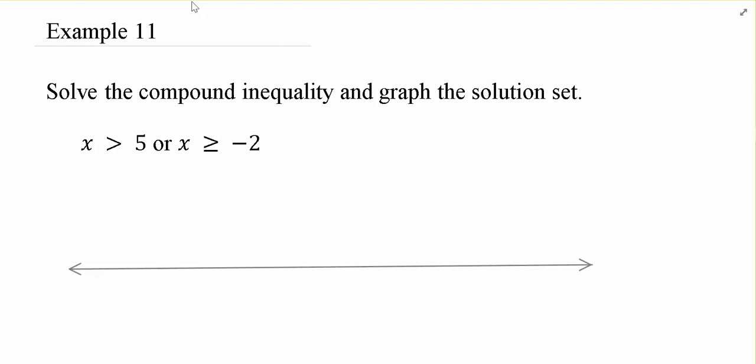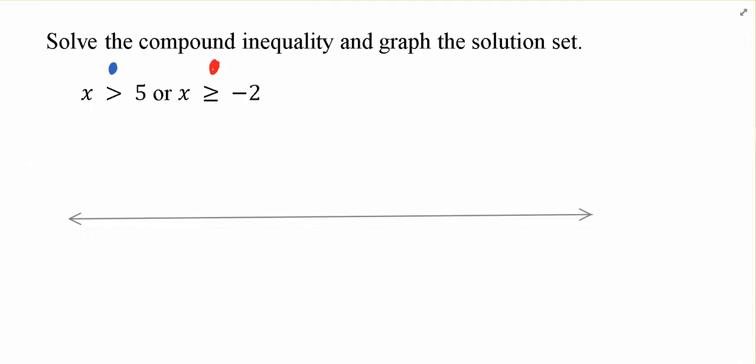Okay, so now we want to look at the union for an infinite set. The word that we use for that compound inequality is the word "or." Now we're going to solve this compound inequality in the same way as we solved compound inequalities with "and." We're going to start off by identifying a color to each of the infinite sets, each of the inequalities. So I'm going to call one of them blue and the other one red.